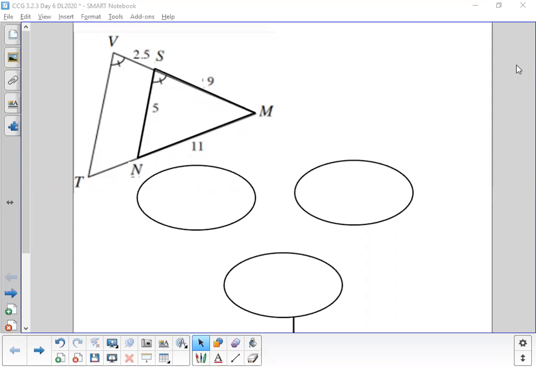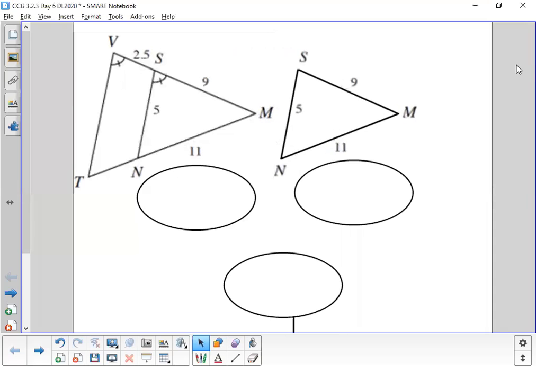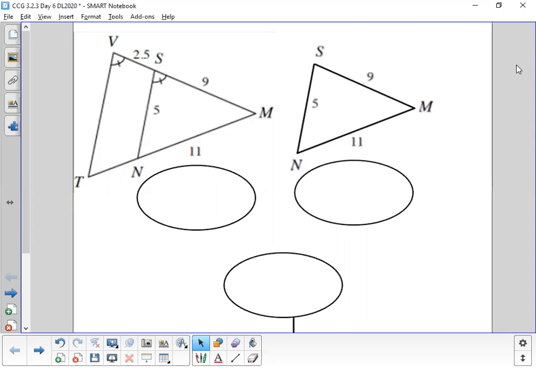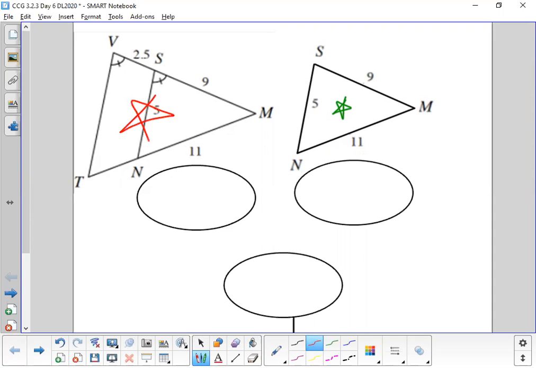When I have nested triangles like this, I find it to be a lot easier to see what's going on if I pull the two triangles apart. So now I have MSN, which I'll call my green triangle. And then I have MVT, which will be my red triangle. It's this whole big one.